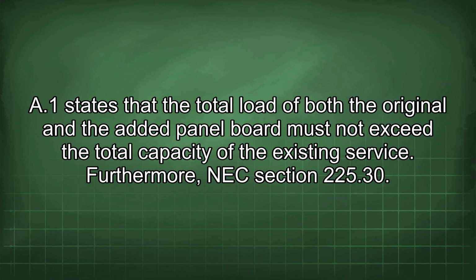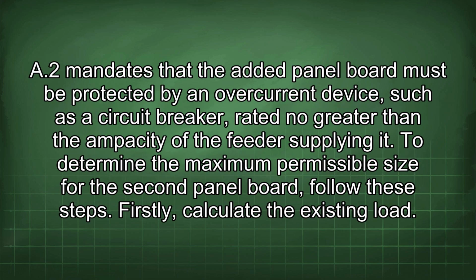Furthermore, NEC Section 225.30 A2 mandates that the added panel board must be protected by an overcurrent device, such as a circuit breaker, rated no greater than the ampacity of the feeder supplying it. To determine the maximum permissible size for the second panel board, follow these steps.